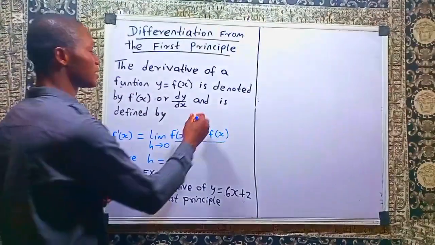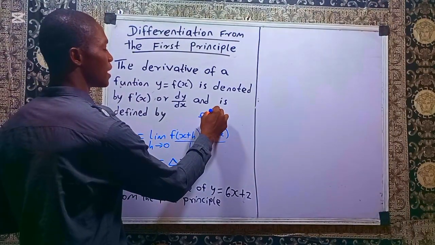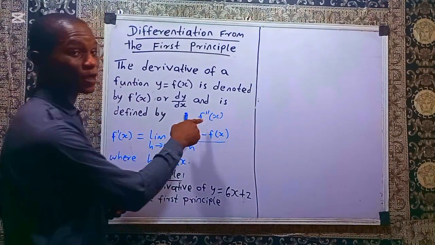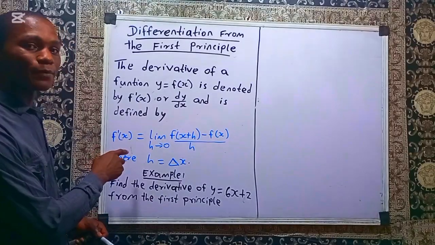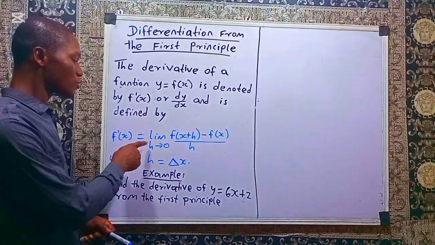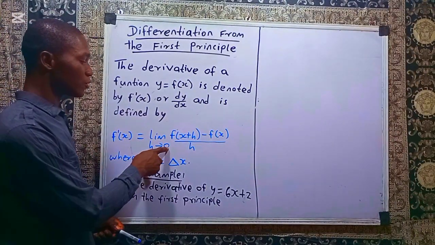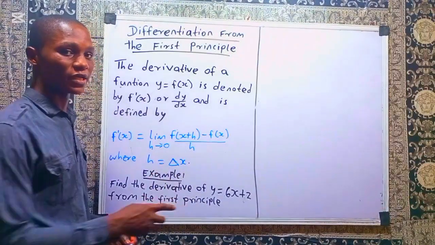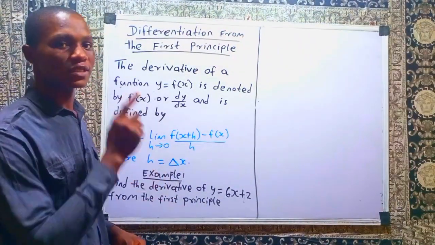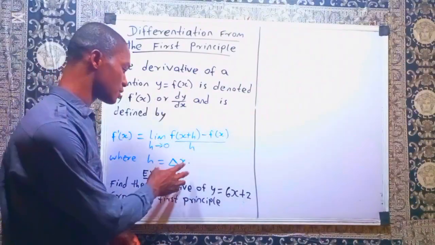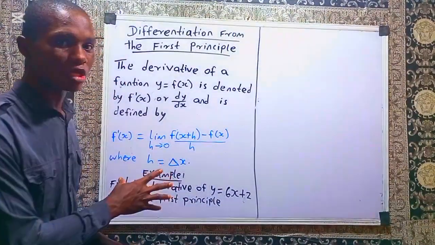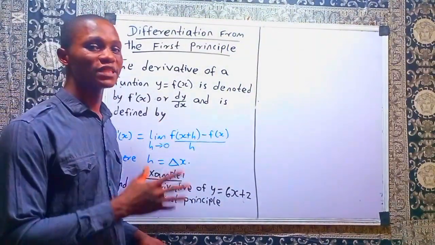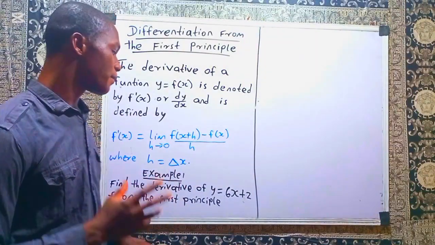Then if I put f and put double prime, it's showing second derivative. The first derivative is defined by f prime of x equals the limit as h goes to 0 of f of x plus h minus f of x, divided by h, where h is what? Increase in x or change in x. So this is the definition of the derivative of a function from the first principle.